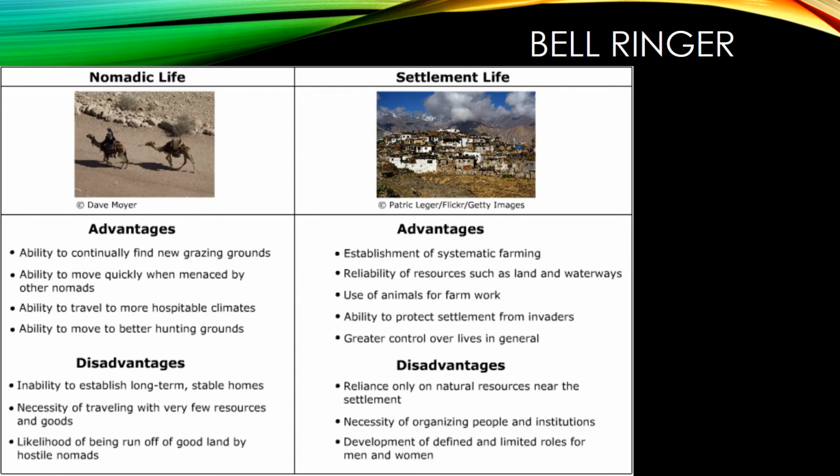The ability to move quickly when menaced by other nomads. Ability to travel to more hospitable climates. If where you were was too hot or too cold given a season, you could up and move because you weren't tied to one area. The ability to move to better hunting grounds. If the game went sparse where you were, you could always move to a different hunting ground to find where the game was.